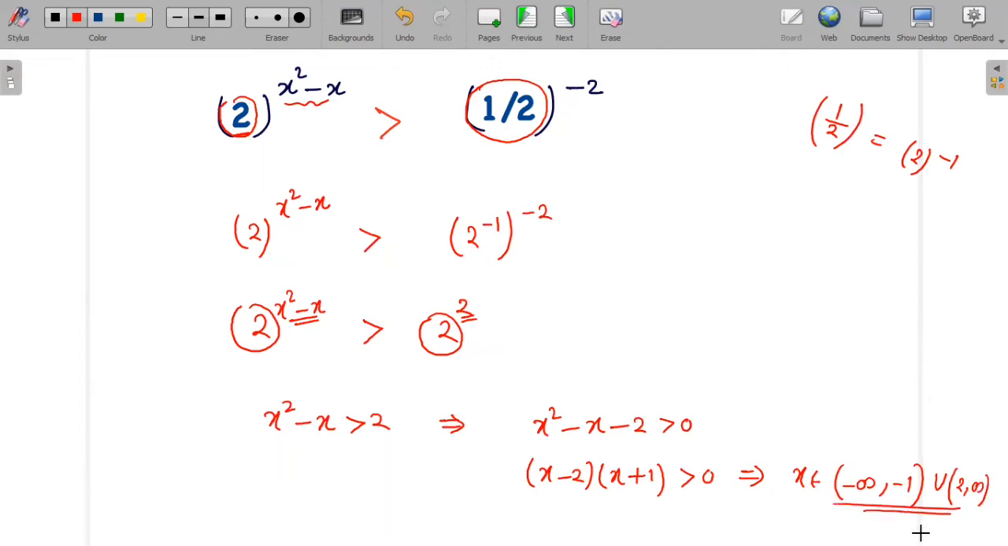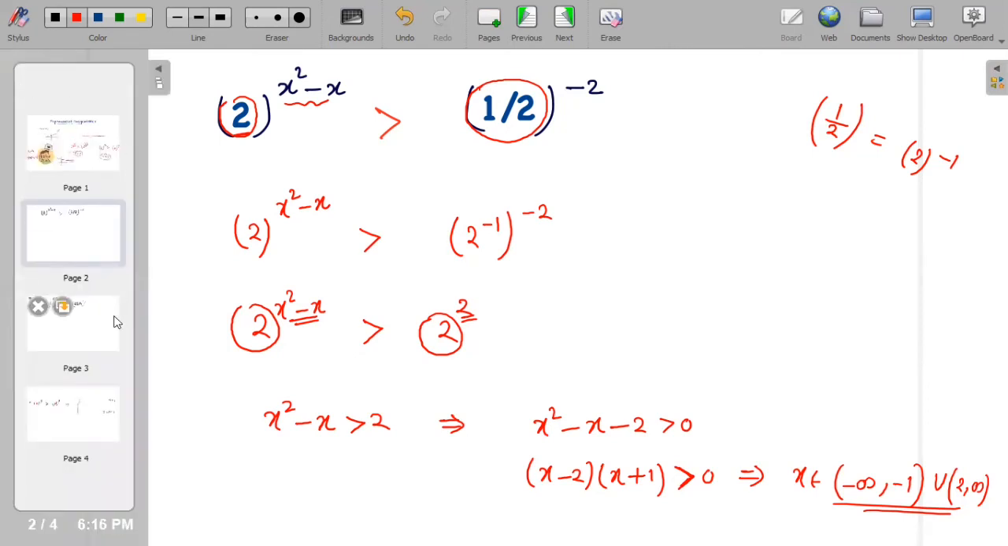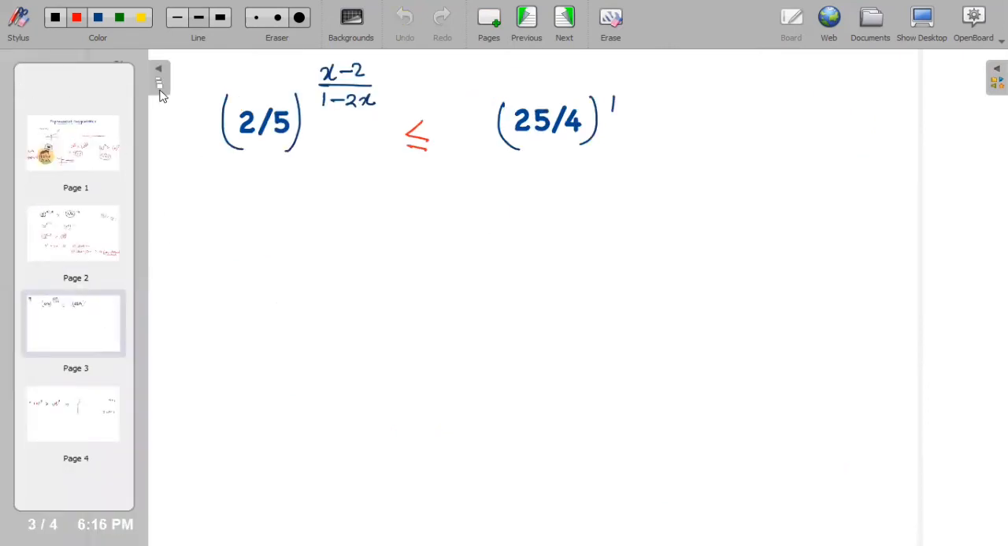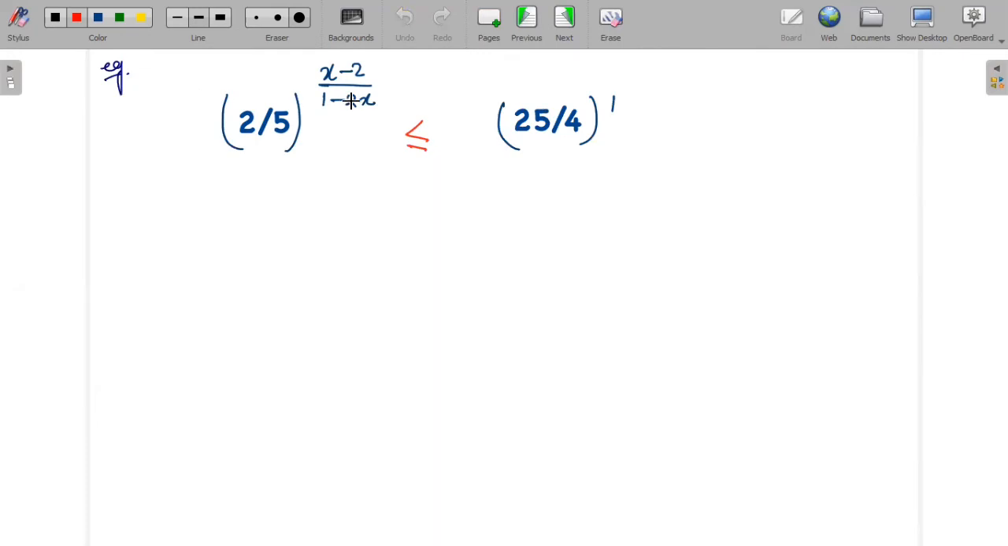But the critical point will not be part of the solution because equality is not what we are looking for in the question. To understand exponential inequality further, let me take another example. This time we have (2/5)^((x-2)/(1-2x)) on one side, and on the other side we have 25/4.